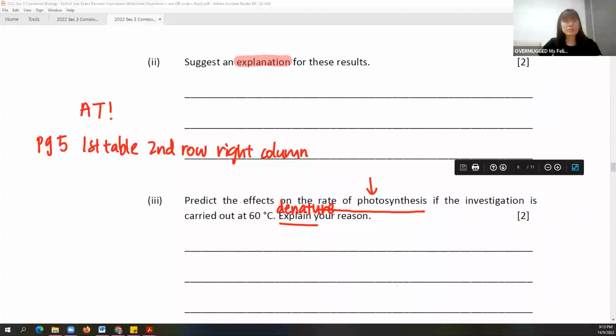Please note down everything, all the hints over here, because I'm going to move on in 3 seconds. 3, 2, 1. Okay, moving on.